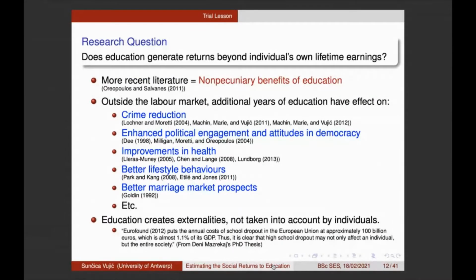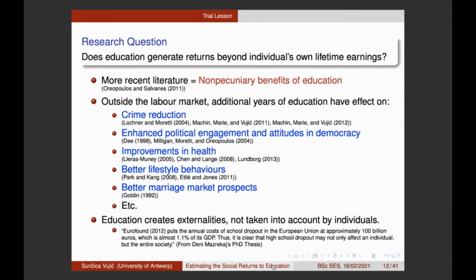Now, what does more recent literature actually try to show? Well, it tries to show that education does not have only what we call pecuniary benefits. Additional years of education are not only creating these financial returns, but there's actually a large literature showing that additional education also affects what we call non-pecuniary benefits. It means not just financial returns to education, but also other benefits of education, which we can also coin social returns to education, because these are socially desirable outcomes, if you want.